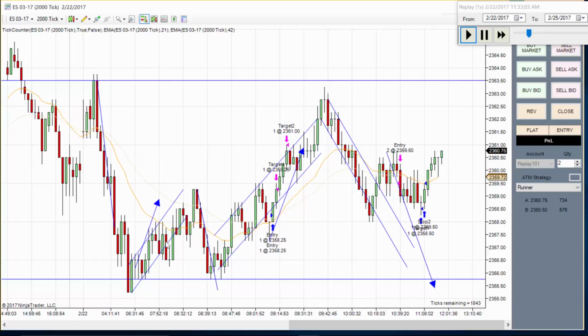But that's it. It's the game of waiting for your setups. Somebody else probably liked this one. They may have wanted to go long here. But I would have waited probably an hour and 10 minutes and then an hour and 20. That's the way it goes.